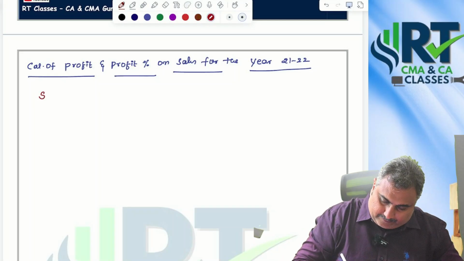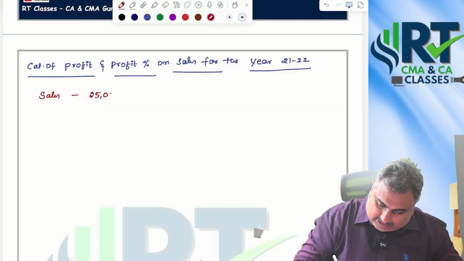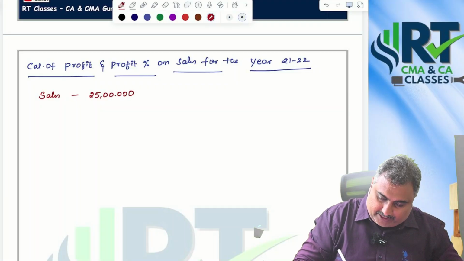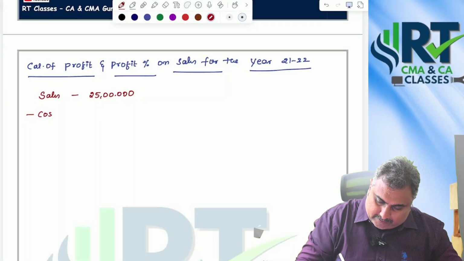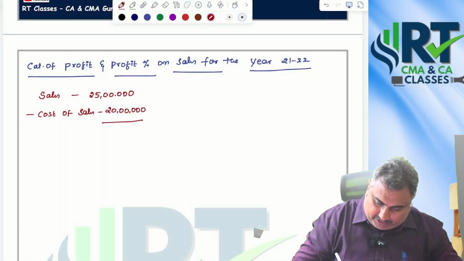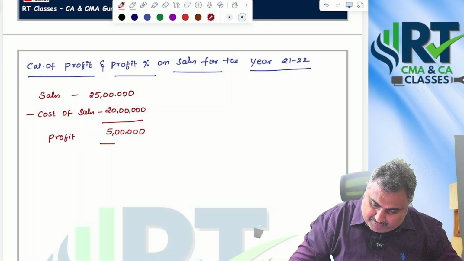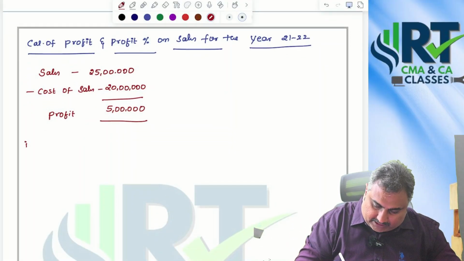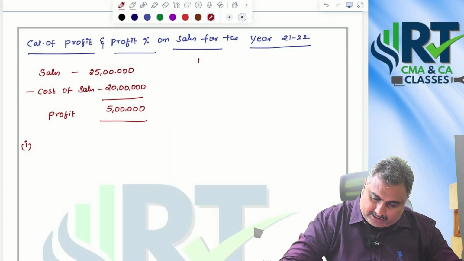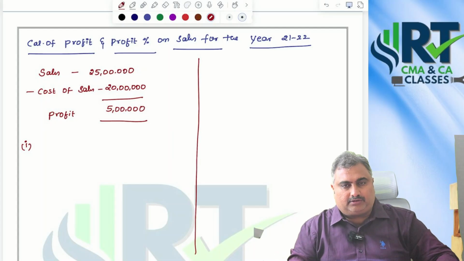First, sales given in the question: 25 lakhs. How to find out profit? Less cost of sales 20 lakhs, already we computed. Then we are getting a profit of 5 lakhs. Immediately we will calculate the first bit under this only. I split the page into two parts, then it is easy to understand.